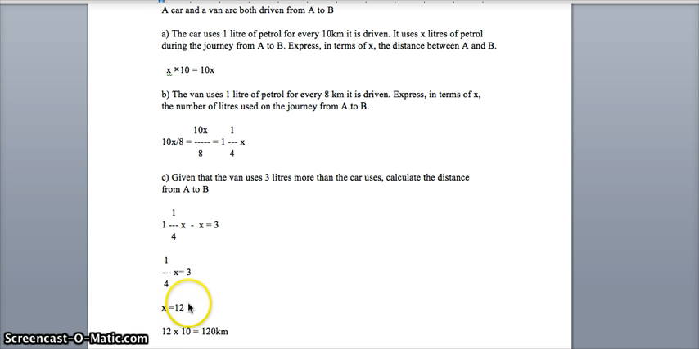Since it is mentioned in part A that the car uses 1 liter of petrol for every 10 km it is driven, we can find the distance between A and B by multiplying 12 and 10, and that will give us 120 km.